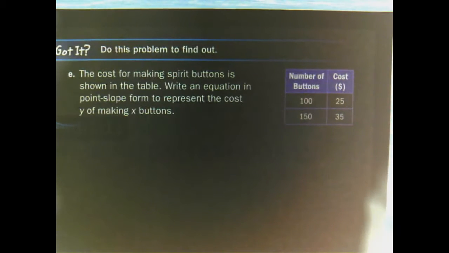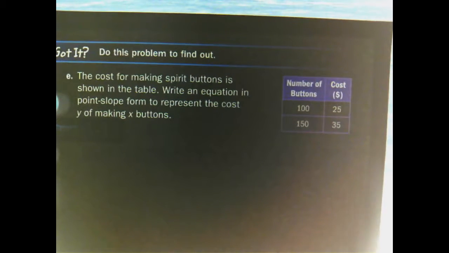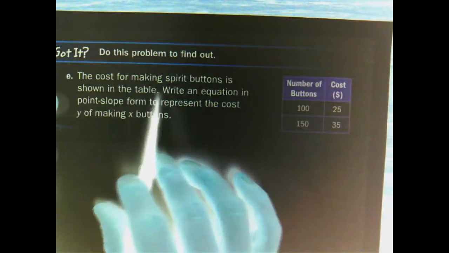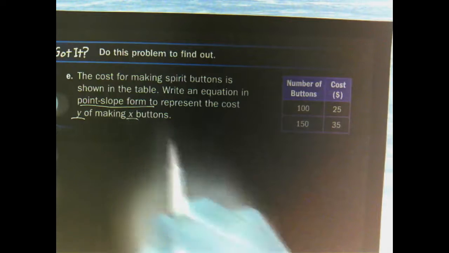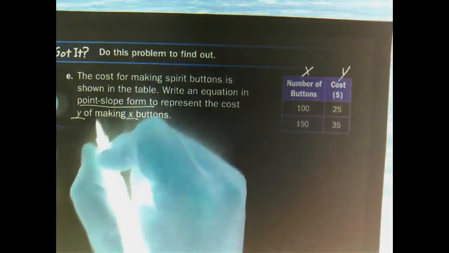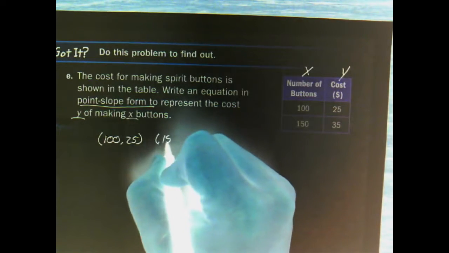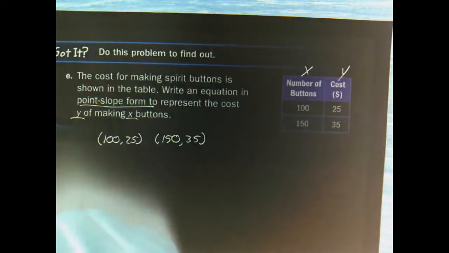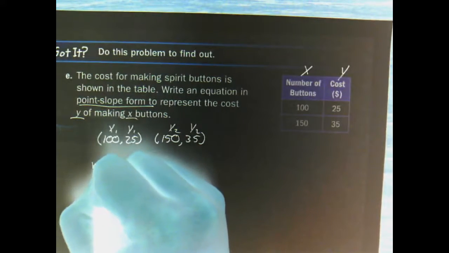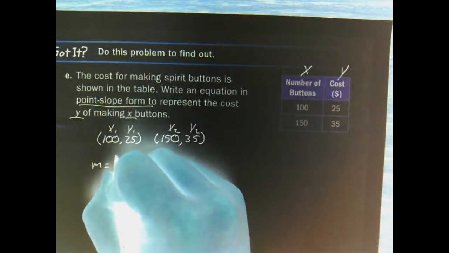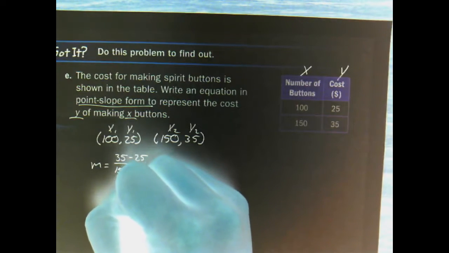So we should be back from trying E on our own. It is essentially the exact same as the other one. The cost for making spirit buttons is shown in the table. Write an equation in point slope form to represent the cost y of making x buttons. So this is x, this is y. I just make my 2 points, 100 comma 25 and 150 comma 35. Label the points: x sub 1, y sub 1, x sub 2, y sub 2. Find the slope. M equals y sub 2 minus y sub 1 all over x sub 2 minus x sub 1.